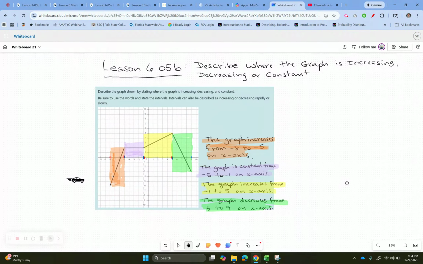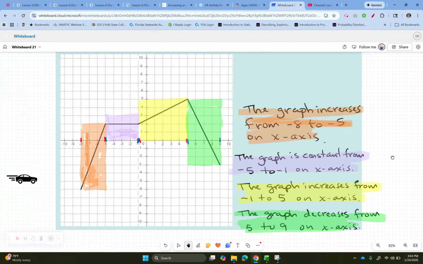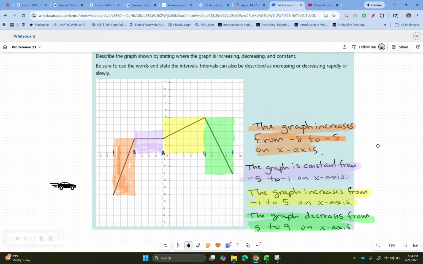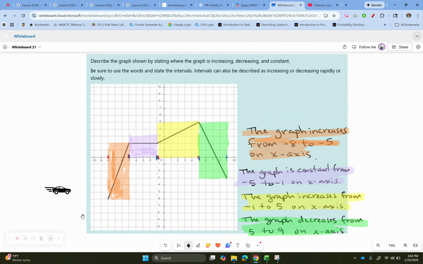The only thing different in this lesson is now you're going to describe where, from which x value to which other x value. So from what number to what other number on the x-axis, the graph is increasing, decreasing, or being flat. I'm only going to do one problem in this lesson because, again, I think this is an easy topic. Remember, I used the example of the car.